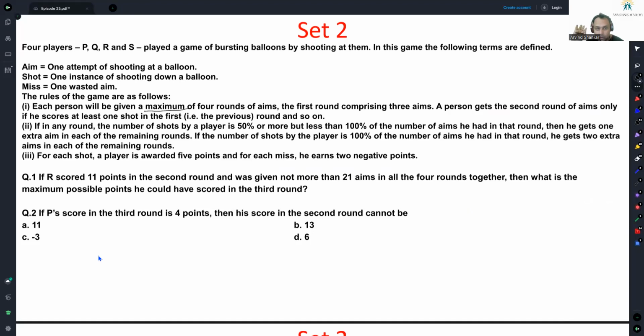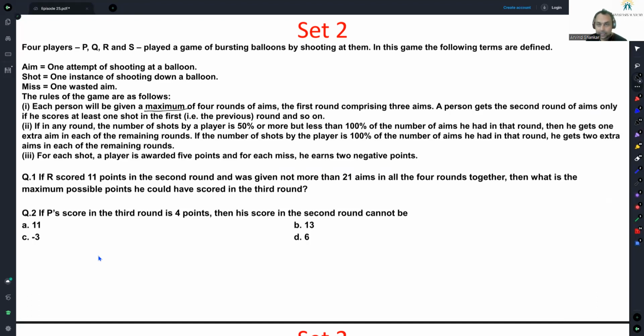If in any round the number of shots by a player is 50% or more, but less than 100% of the number of aims he had in that round, he gets one extra aim in each of the remaining rounds. If the number of shots by the player is 100% of the number of aims he had in that round, he gets two extra aims in each of the remaining rounds.